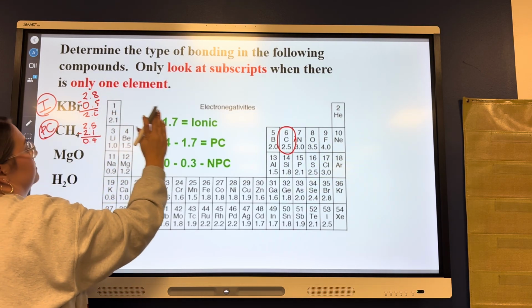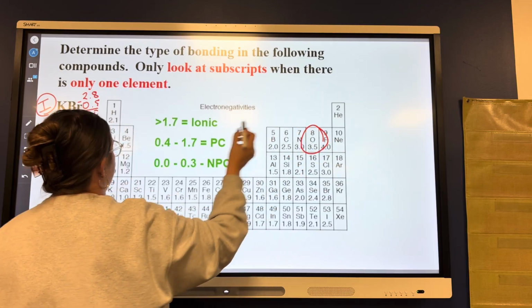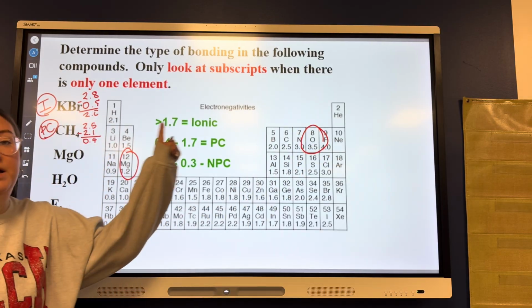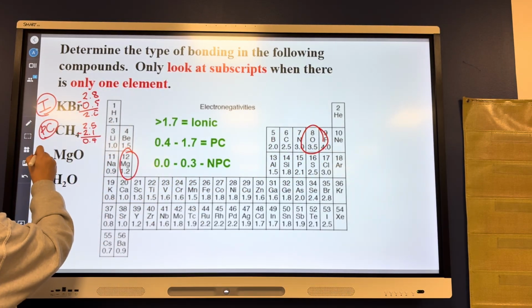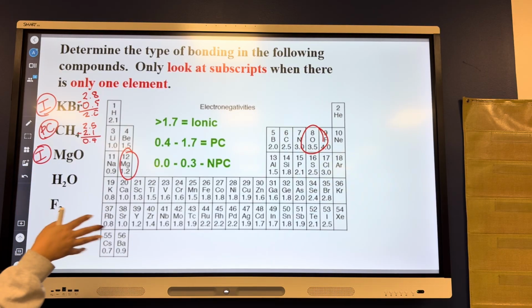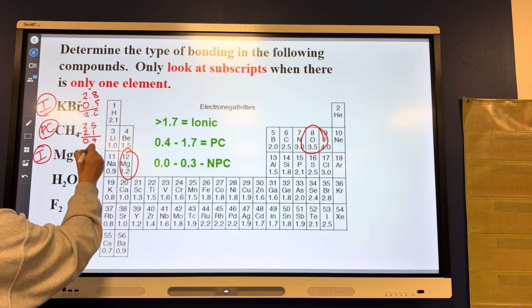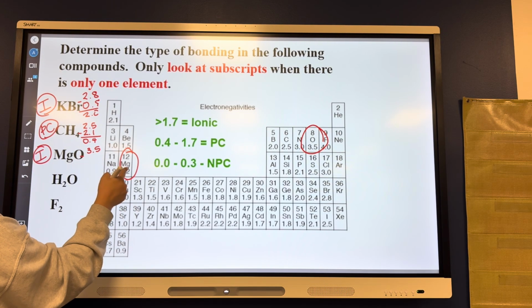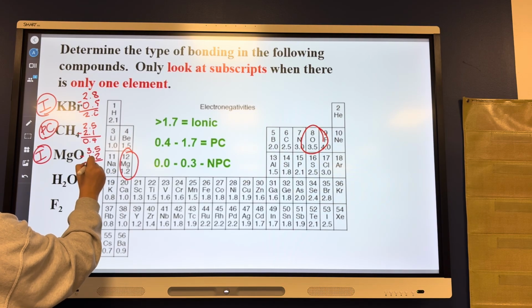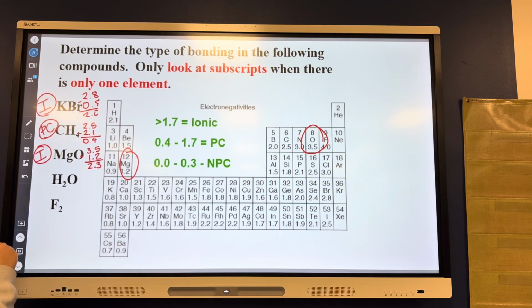Magnesium oxide. Again, we've got a metal and a nonmetal. That automatically makes this ionic. But if we want to look at the difference, oxygen is 3.5, magnesium is 1.2. So they have a difference of 2.3.